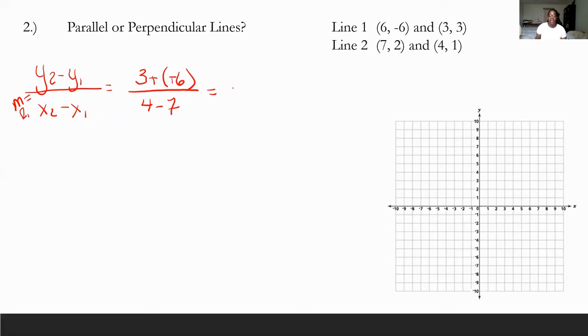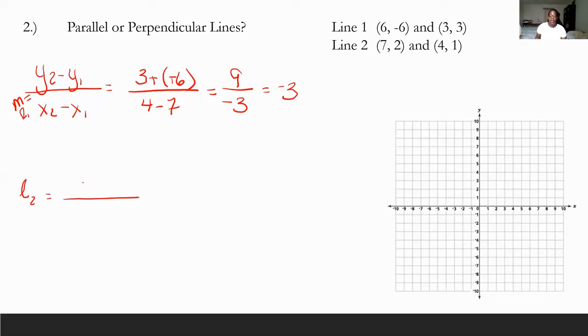So you have a 9. And 4 minus 7 gives me my -3. But 9 divided by -3 can be simplified. Remember, when you see fractions, you are basically doing division. So we have a slope of -3 for that line 1. So now we're going to try to find what line 2 is.